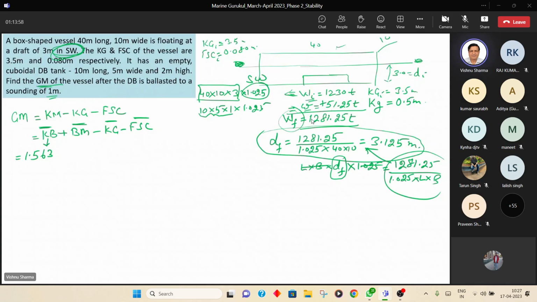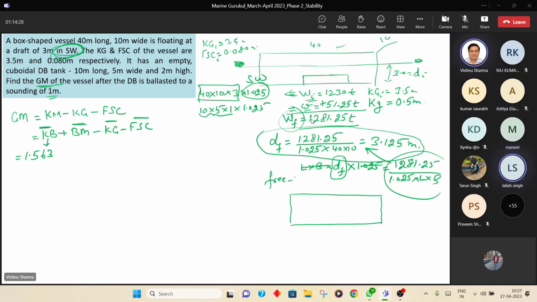Now we come to, next we need is BM. Look at the tank and tell me, guys, what will be the shape of the free surface? Only the shape. Name the shape right now. What will be the shape of the free surface in the tank? Rectangle. Okay, I'm drawing the rectangle. Now tell me what will be the dimensions of this rectangle of the free surface?